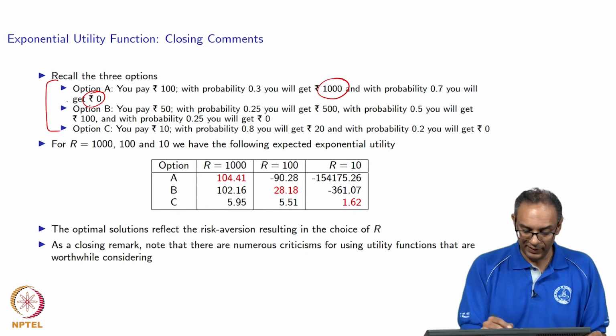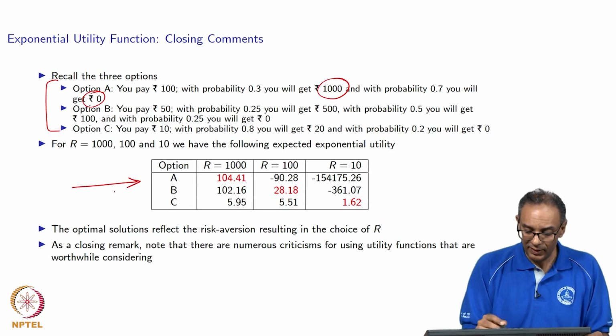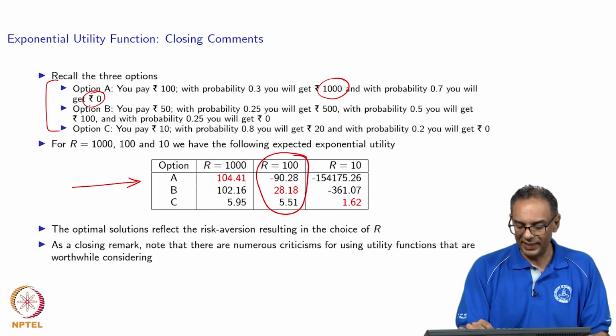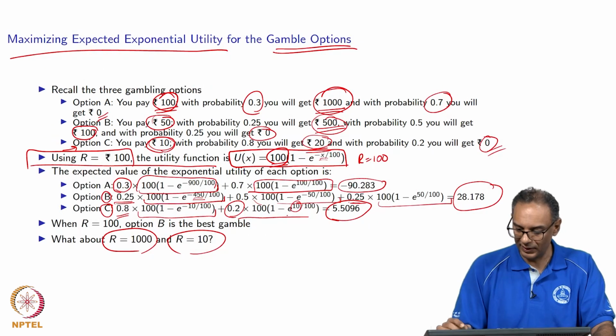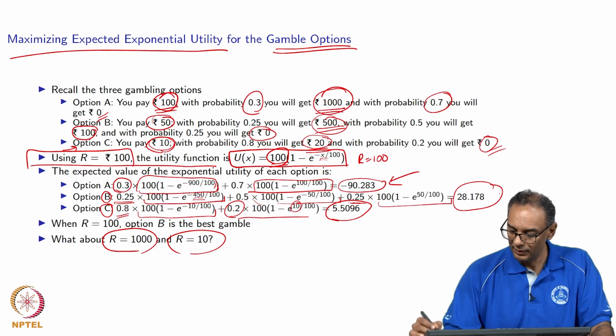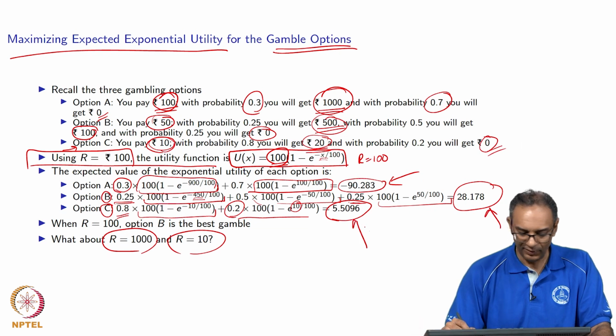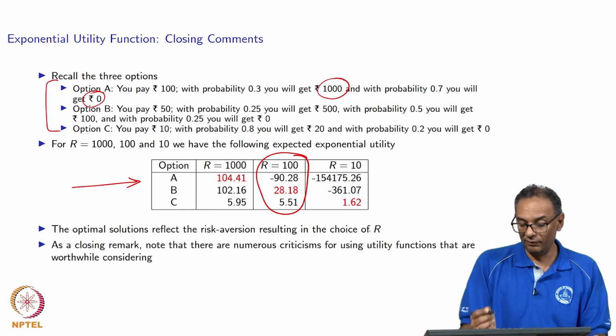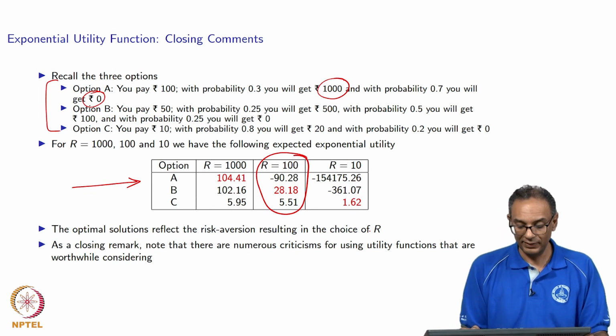Now if you look at it, I have created a little table here. When your utility function is 100, we saw in the previous slide the negative 90.28, 28.18 and 5.51, which we saw here, right, 90 here, 28 here and 5.5 here. Those are exactly the same numbers here, except I've rounded off to the second decimal, to a paisa.